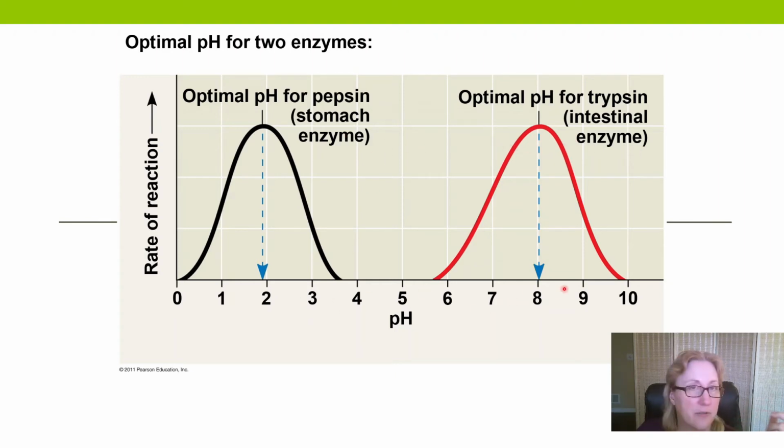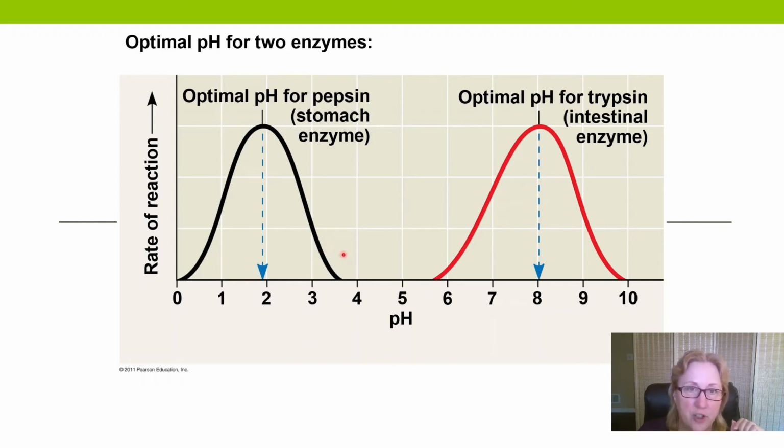And they have completely different optimal pHs. Our stomachs are very acidic and have a pH of around 2. That is where the optimal pH of pepsin is found. Trypsin, on the other hand, because it's in the small intestine, which is slightly alkaline, has an optimal pH of around 8. And if you try to switch them, if you put trypsin in an acidic environment or pepsin in an alkaline environment, they don't function at all.